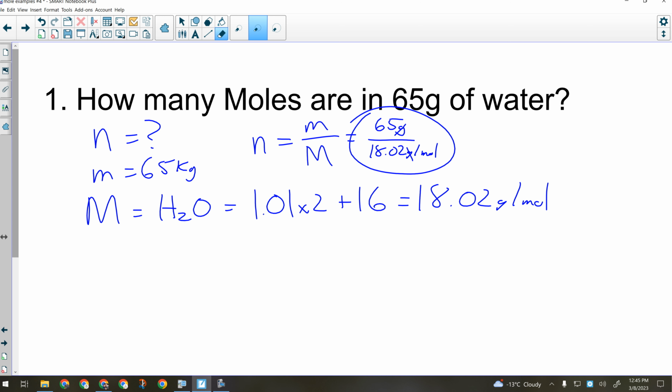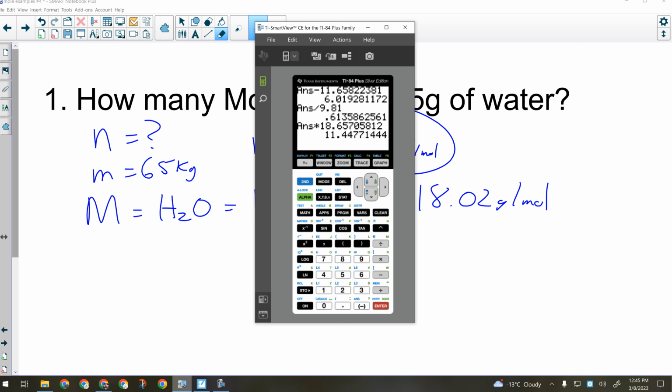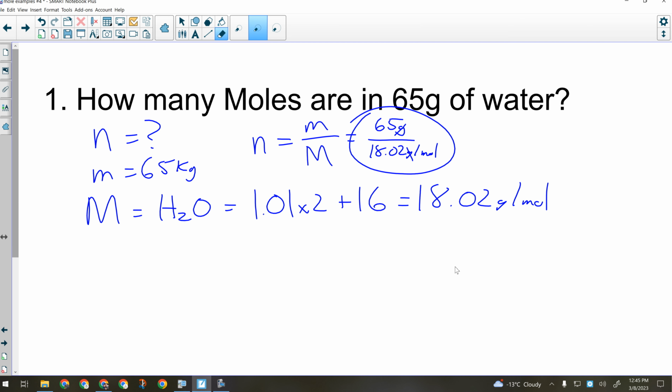All right, so when I do this operation, we'll have 65 divided by 18.02, which is going to give us 3.61 moles. Okay, that is where absolutely you must have the units. All right, questions on number 1? How many people have done number 2? Okay, then we can have a look at number 2 as well.